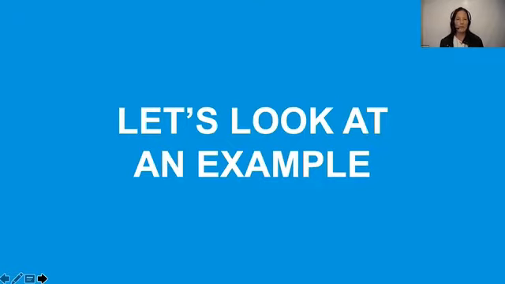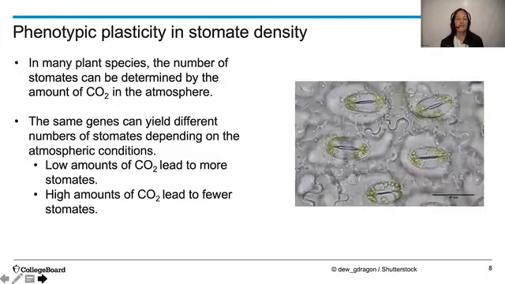I'm going to give you another example because examples are fun. The second example I want to look at is phenotypic plasticity in stomates. So in many different plant species, the number of stomates is actually determined by the amount of CO2 in the atmosphere. Again, this means that the same genes can yield something different, in this case, different numbers of stomates, depending on atmospheric conditions. Low amounts of CO2 lead to more stomates, and high amounts of CO2 lead to fewer stomates. Same genes, different phenotype.